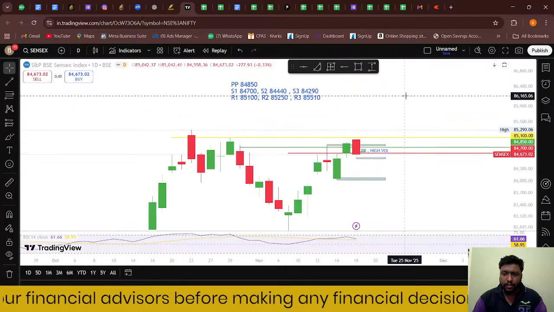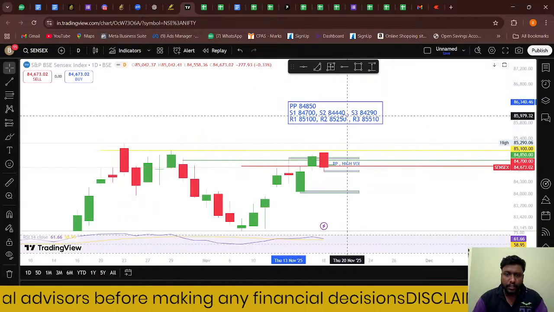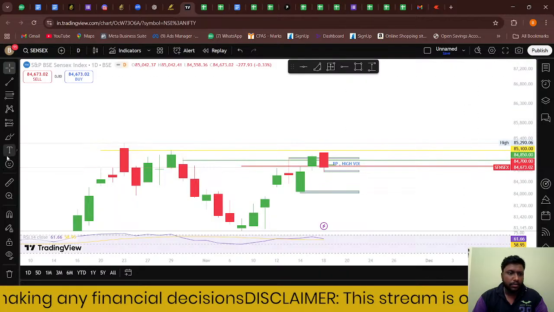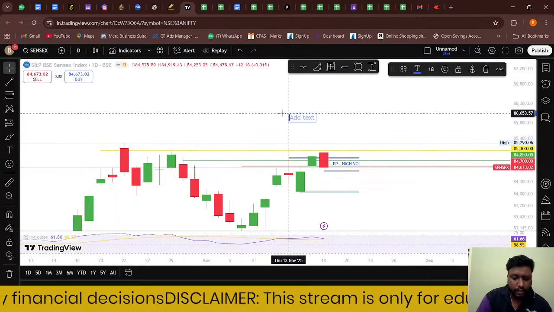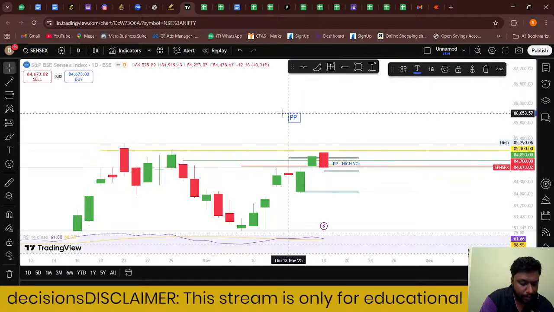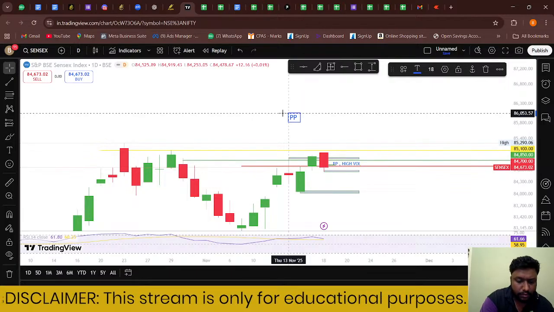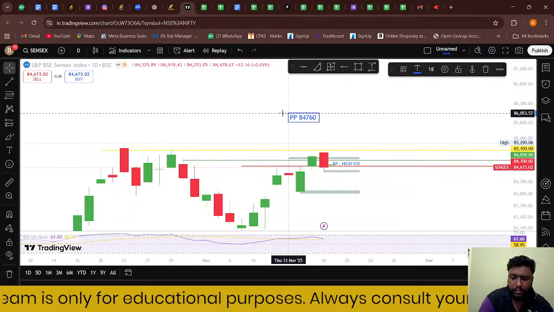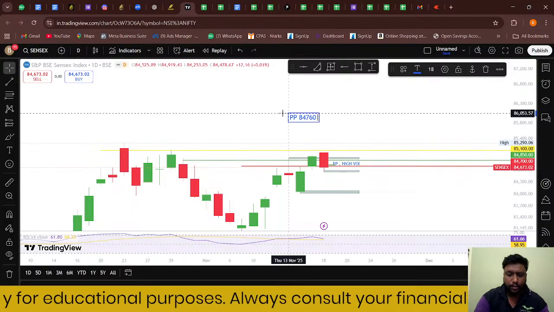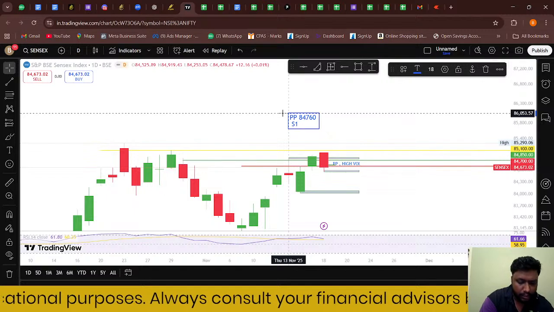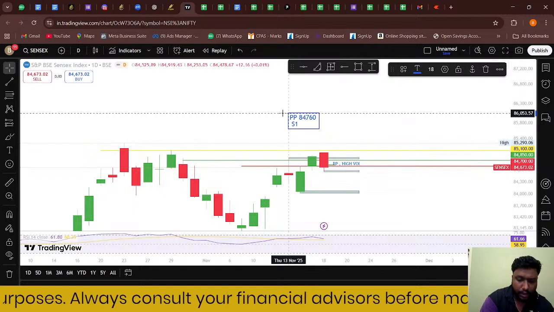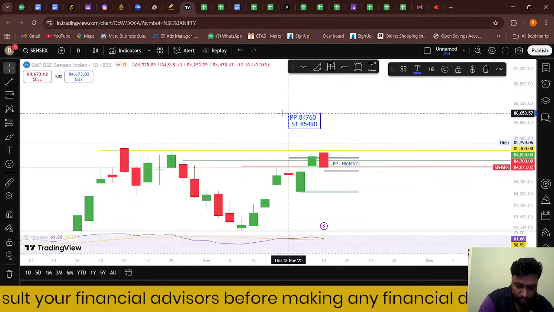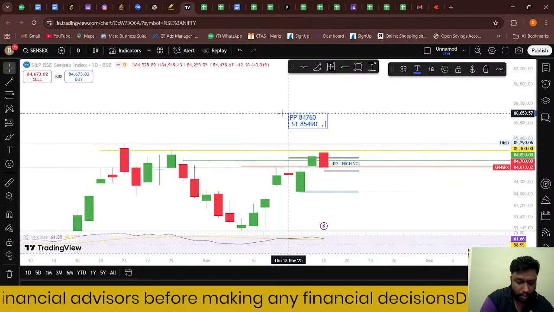So with respect to Sensex, it exactly mirrored Nifty yesterday. So we will have the levels for Sensex as well. For Sensex, the PP lies at 84,760. This is where the Sensex pivot line lies. So with respect to this, support one is at 84,490. 84,490 is support one for Sensex.